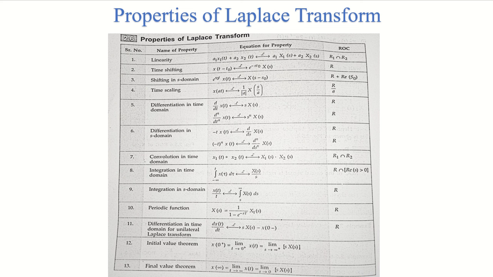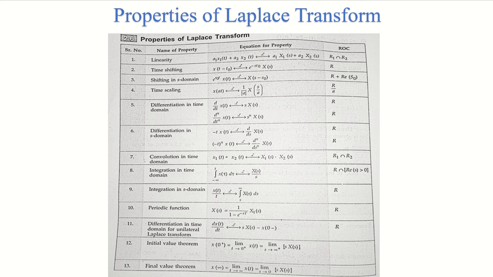The next one is the integration, which is also the same as we saw earlier. If you take the integration of your signal x of tau d tau with the limit of 0 to t, then the Laplace transform which you will get will be x of s divided by s, and its region of convergence will be Re of s greater than 0 and its intersection with R.